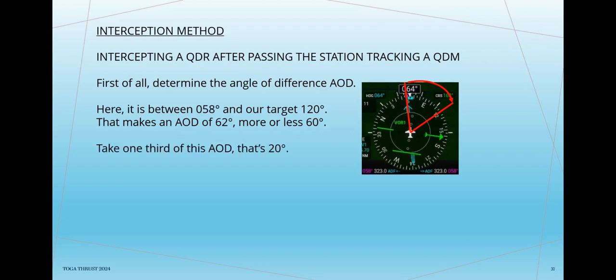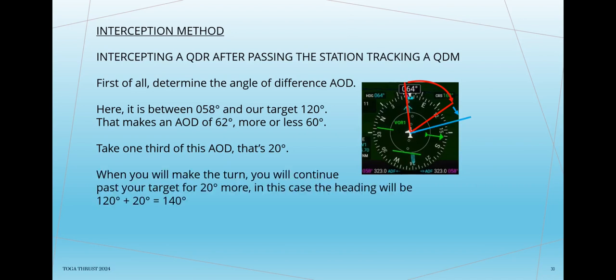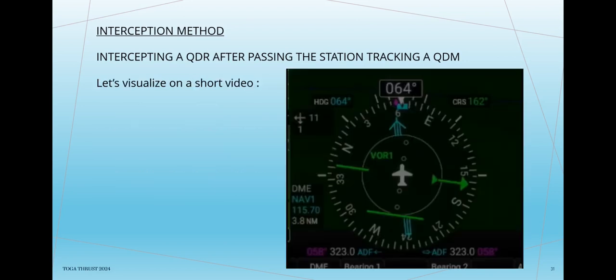Take 1/3 of this AOD, that's 20 degrees. When you make the turn, you will continue past your target for 20 degrees more. In this case the heading will be 120 degrees plus 20 degrees equals 140 degrees. Let's visualize on a short video.